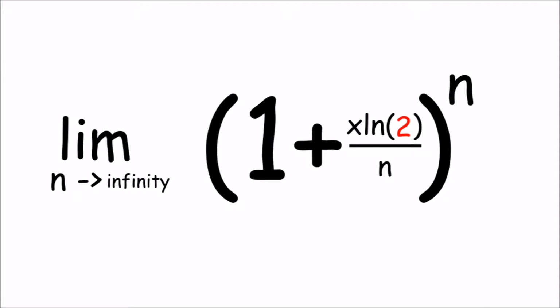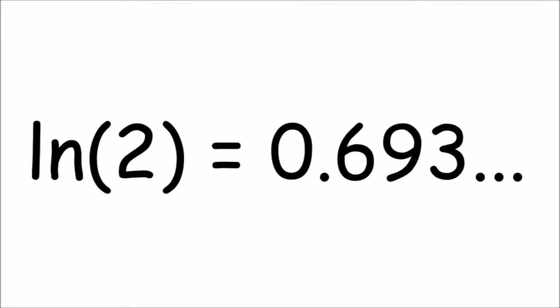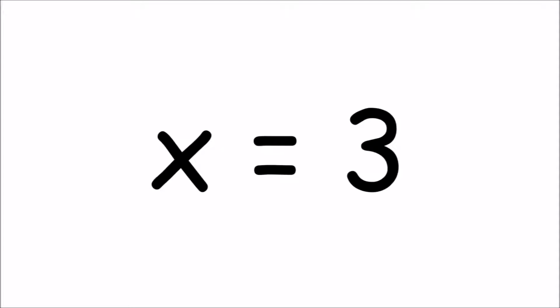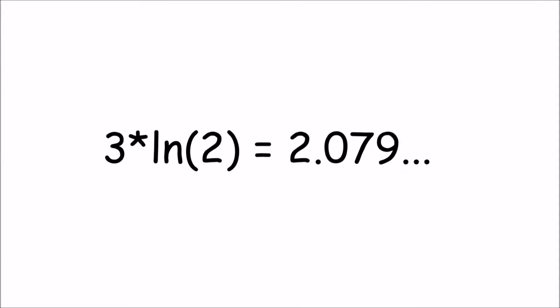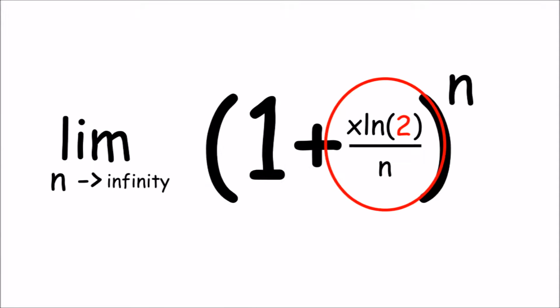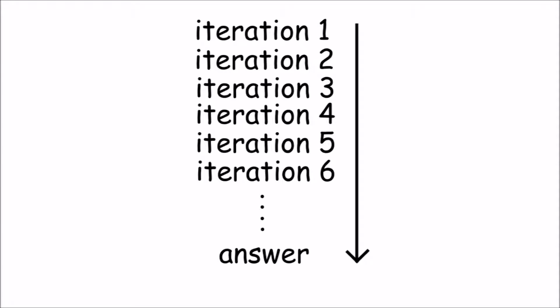Here, since you still have no idea what I'm talking about, I'll run through 2 to the 3rd power. Okay, so the natural log of 2 is 0.693 and so on. Now your exponent x is 3. 3 times the natural log of 2 is 2.079 and so on. For the first iteration, n is equal to 1, so you don't change this for the first iteration. You might not know what iteration means. An iteration is just one in a sequence of steps you take in order to reach some final value.